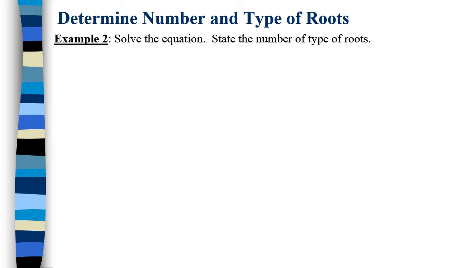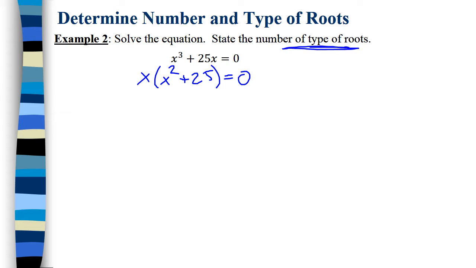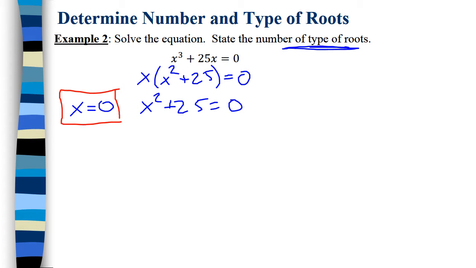Okay, let's take a look at example number 2. In this example, again, we have it already set equal to 0, so we can use greatest common factor to take out an x. So we have x times x squared plus 25 equals 0. And since this does say the number and type of roots, that means we could include complex roots. So x could equal 0, or x squared plus 25 could equal 0. Well, x equals 0, that's a solution.